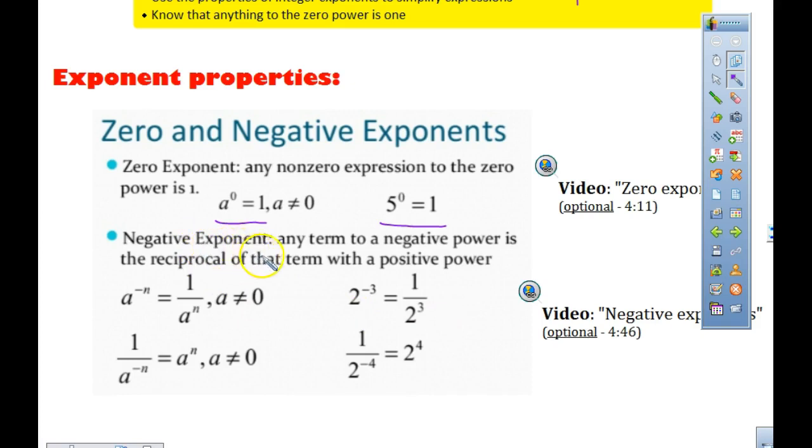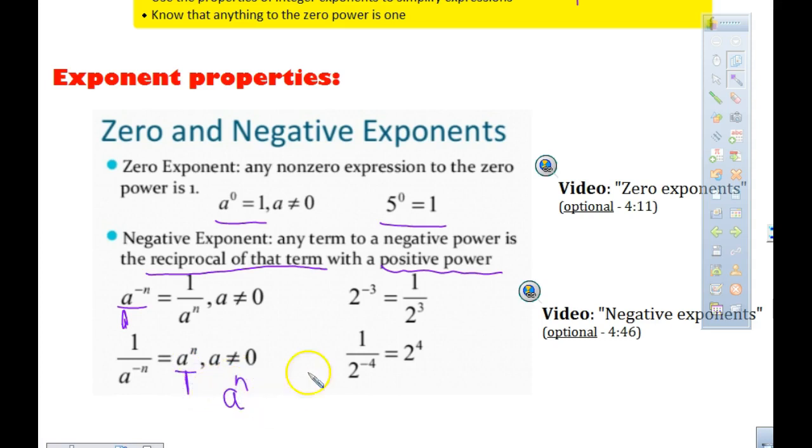The negative exponent: any term to a negative exponent means to take the reciprocal of that term and then make it a positive power. So they give you some examples here, a to the negative n. If that's just that, we could put it over 1. So when you think of that, the reciprocal is 1 over a to the n. Here, 1 over a to the negative n is going to become a to the n. And if you wanted to put that over 1, you could, or you could just leave it as a to the n.